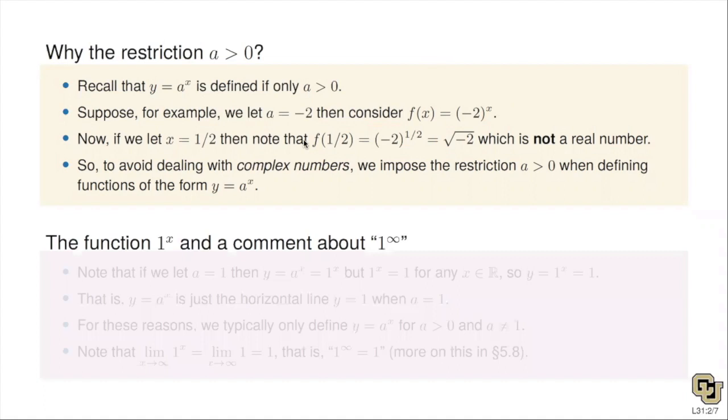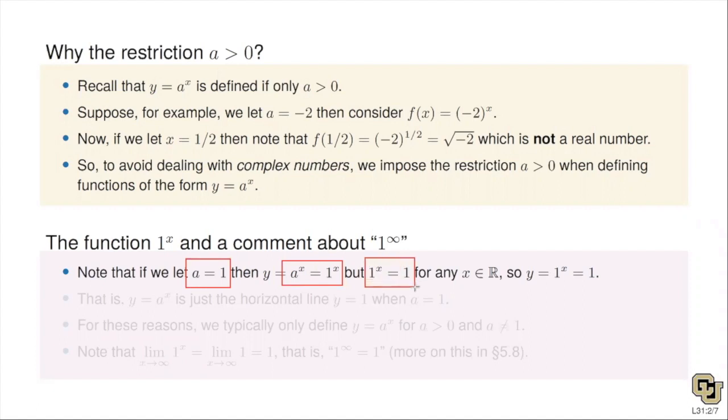The other comment I want to make is we generally don't really worry about the case where a equals 1. Because as I said, when you let a equal 1, the function a to the x becomes 1 to the x. But for any real number x, 1 to the x is just 1. So in this case, our function is this boring constant. It's just a horizontal line.